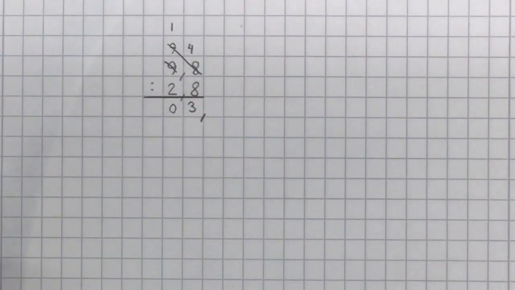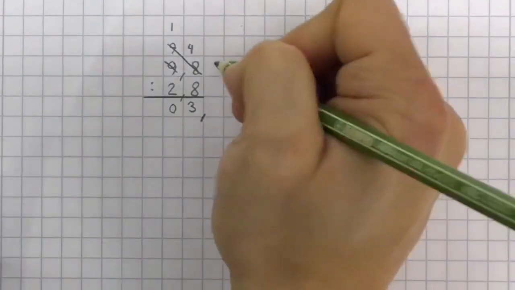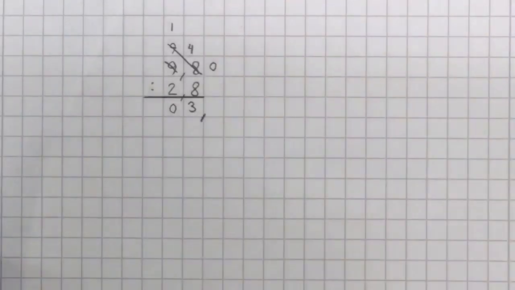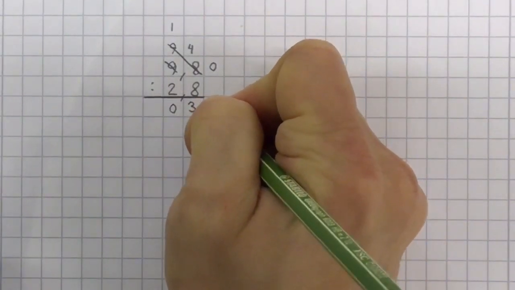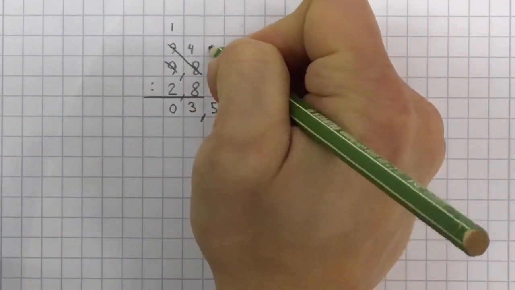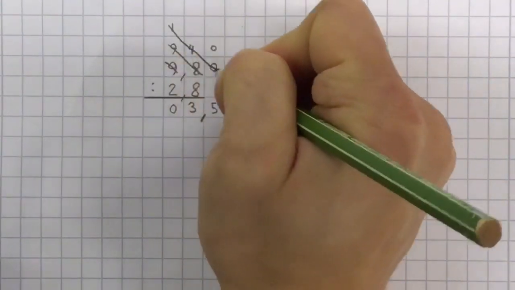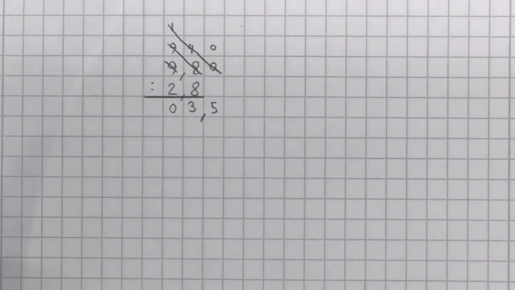And now we can add zeros. 140. Well, 28 happens to go exactly 5 times into 140. So we have no remainder left, and the answer is 3.5. So far so good.